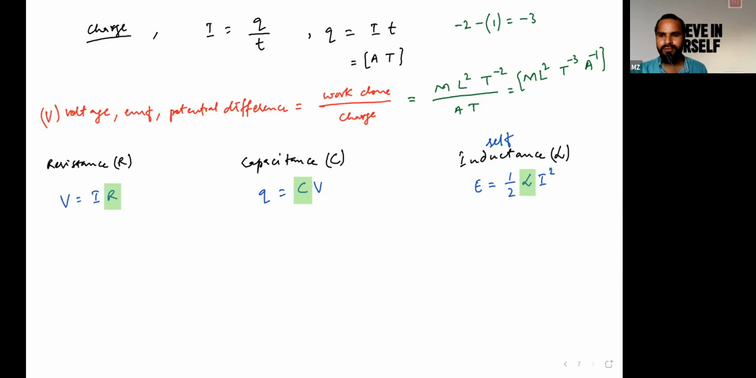I'll just check the exponential for T. Otherwise, the rest of the term is correct. In the formula for voltage, here we have just T raised to the power -3. And in the question here we have just I. I is nothing but electric current having dimension capital A. Good, Ifra.